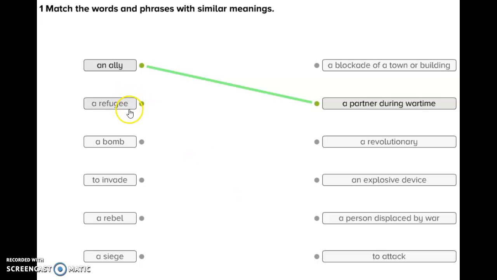Okay, continue with the order. Refugee, a bomb, to invade, a rebel, and a siege. You can edit the document that I am going to upload in Word document and you attach them. Then when you finish with this activity, go with the next exercise.